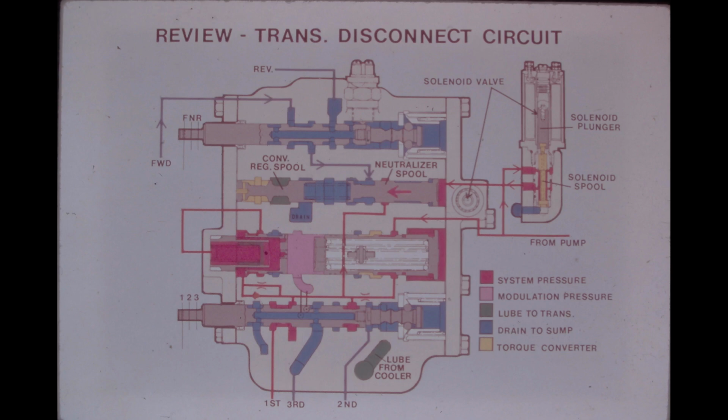The answer to number 1 is C. The transmission disconnect circuit functions in both forward and reverse drive. The neutralizer spool cuts off apply pressure oil before it gets to the directional spool. This causes the engaged directional pack to disengage and interrupt the flow of power through the transmission.